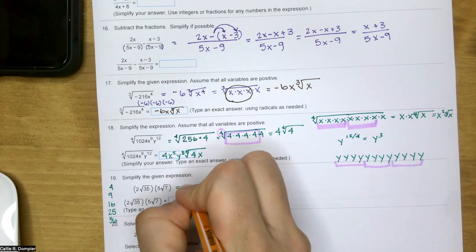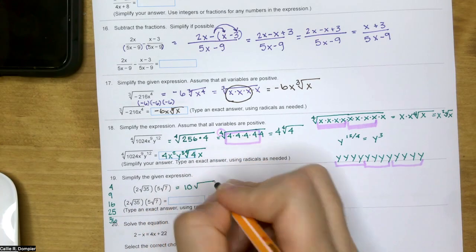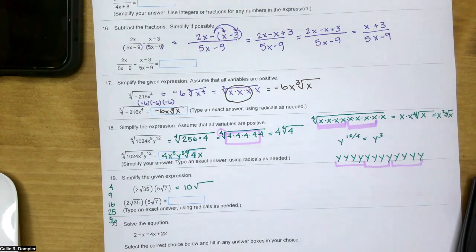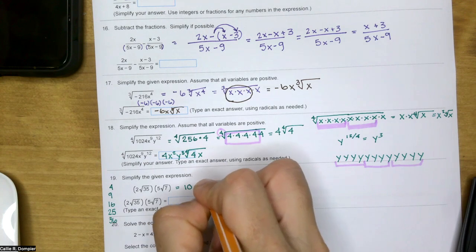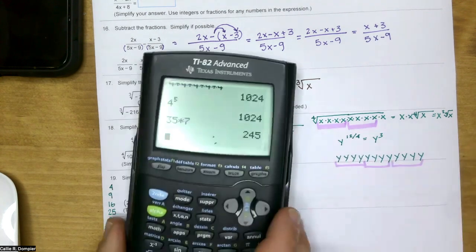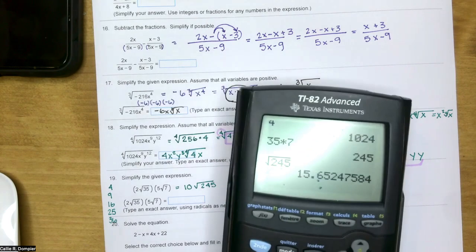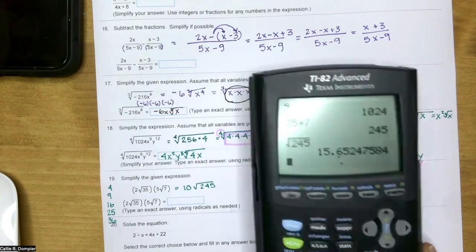2 times 5 becomes 10, and under the square root we have 35 times 7, which is 245. Just go ahead and make sure it's not a perfect square, because that's always nice. Did I write it down right? Yeah. Okay, so it's not.